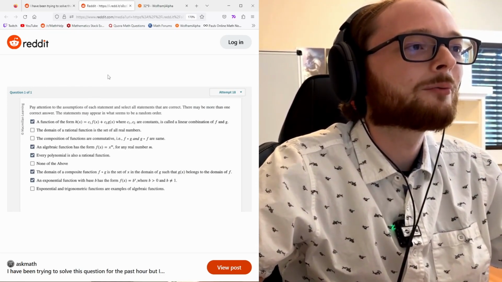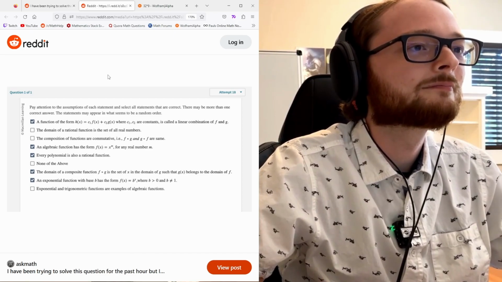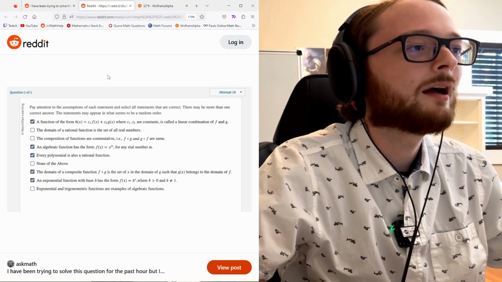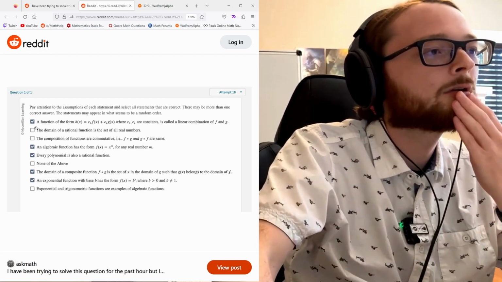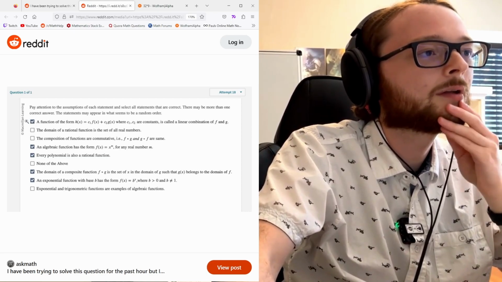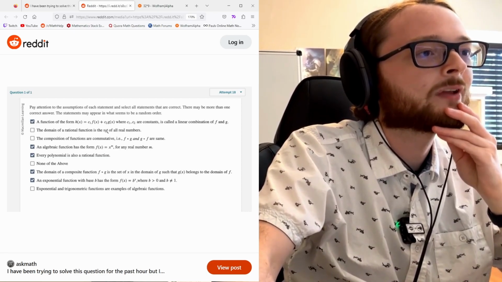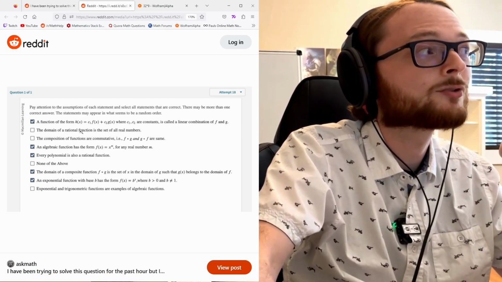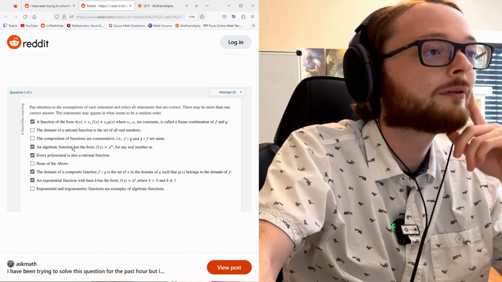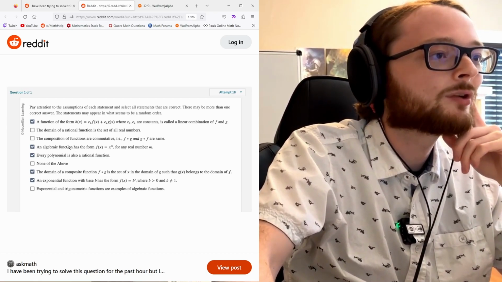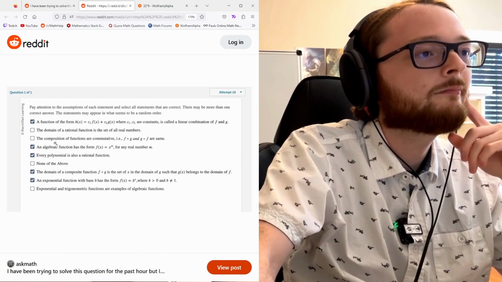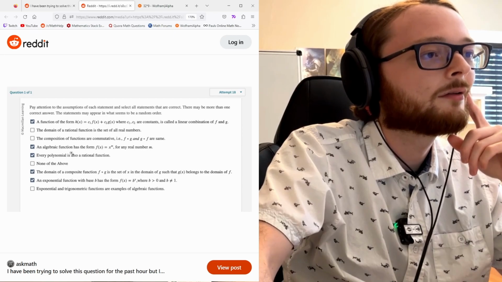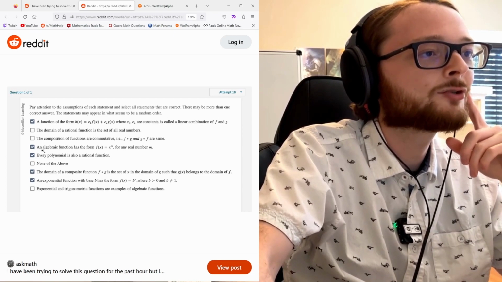Oh wait, select all the ones that are right for this one. Okay. So yeah, the first one is appropriately check marked, I would think. Domain of rational function set of all real numbers, certainly not. Well, I mean, unless you have a simple rational function like x plus 1 over 1, but they don't make that assumption. The composition of functions are commutative. Certainly not. Does an algebraic function mean something special?